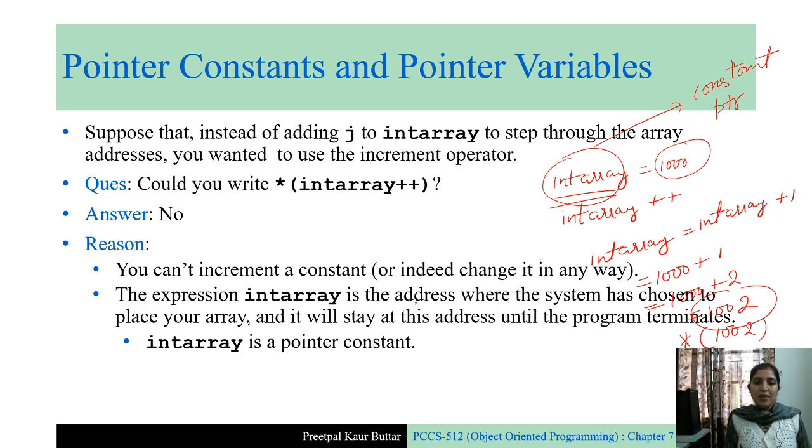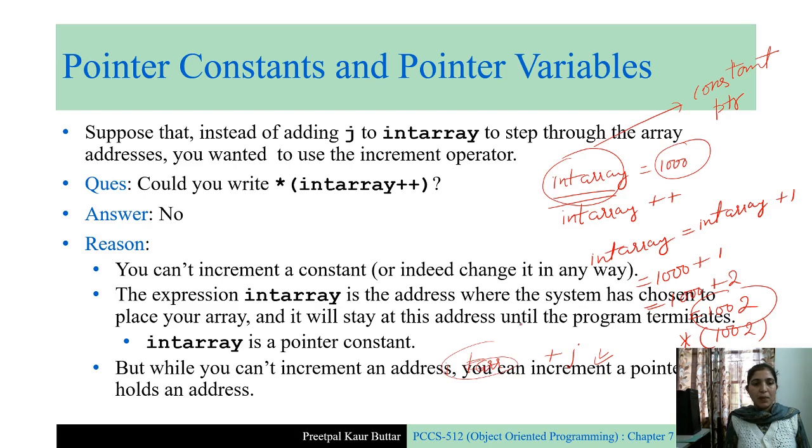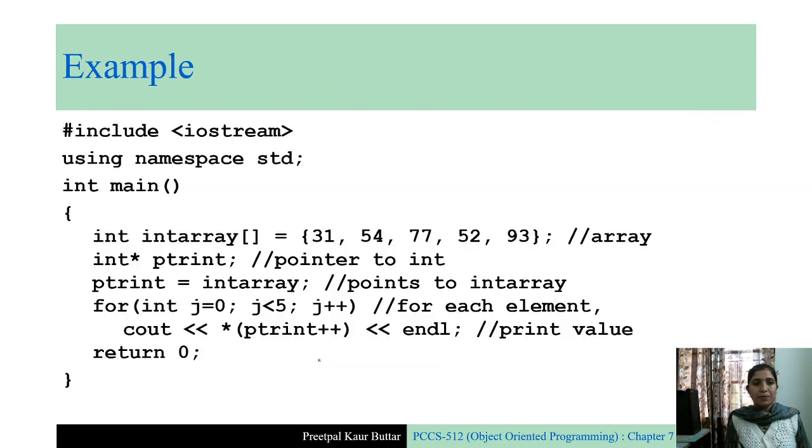Okay. And in the previous program, did we change int array? No, we did not change int array. Instead, we added int array plus j. Only j was changing. We were not changing it. That is why the program was working fine. But here what are we trying to do? We are trying to change int array. This is not allowed, right? But while you can't increment an address, you can increment a pointer that holds an address. So what do we mean by this statement? Let us see in the next slide.